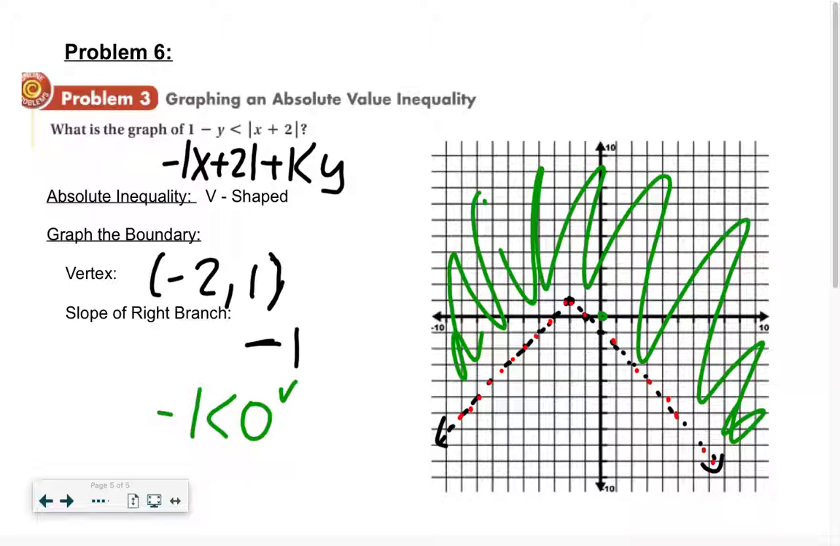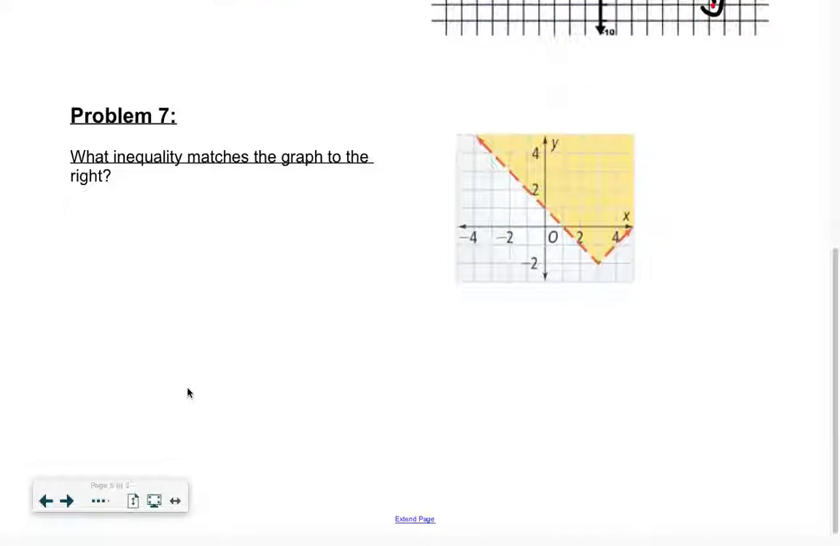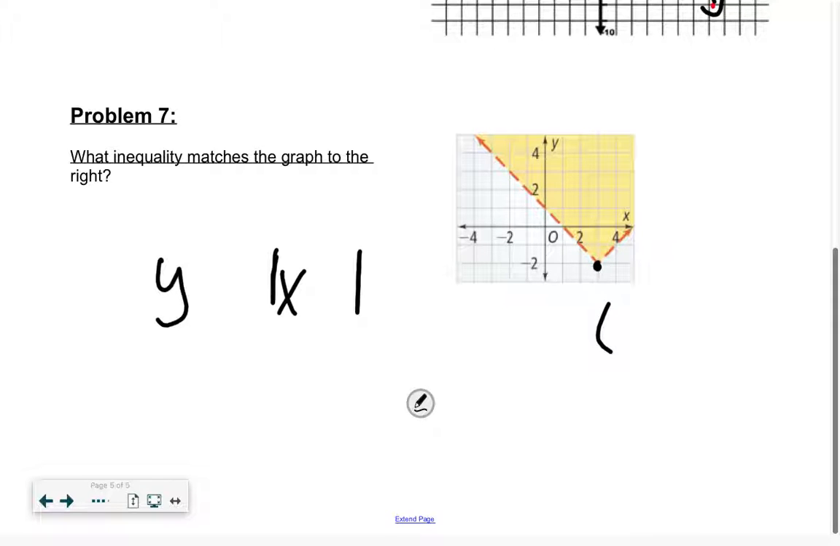Okay, last one. Write an inequality for the graph to the right. Is it a V? Yeah, so I know we've got absolute values. So I'm going to have a y and an absolute value. The vertex is right here. What is that point? 3, -2.